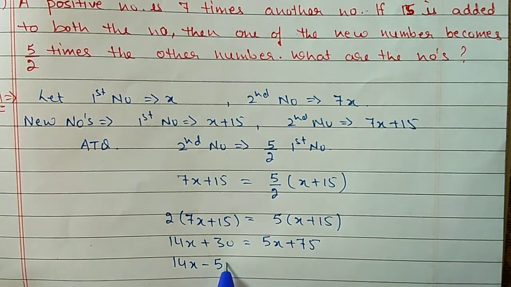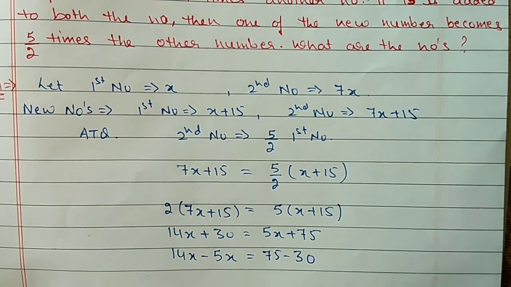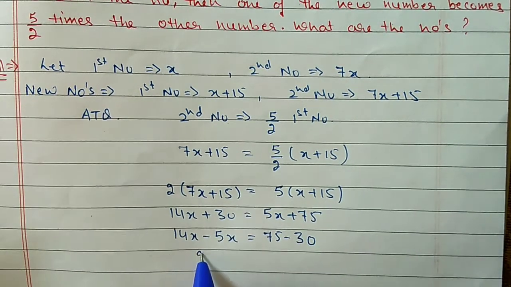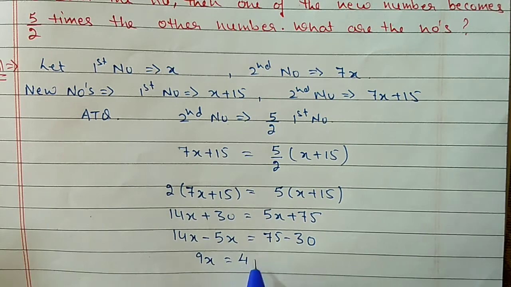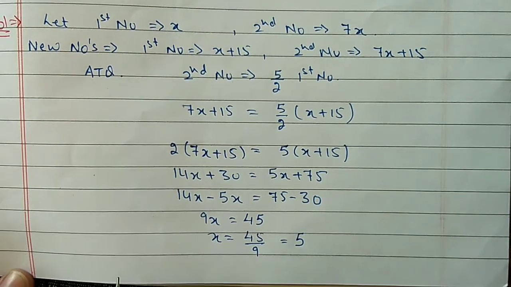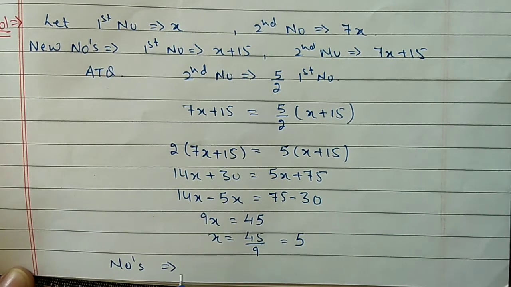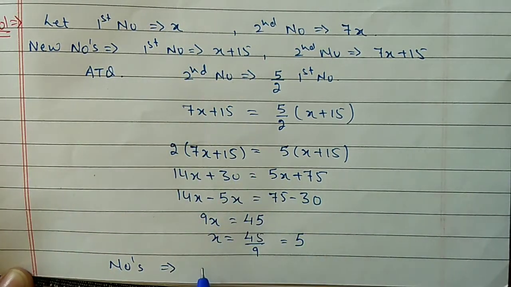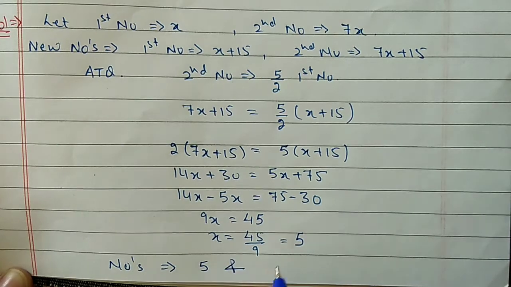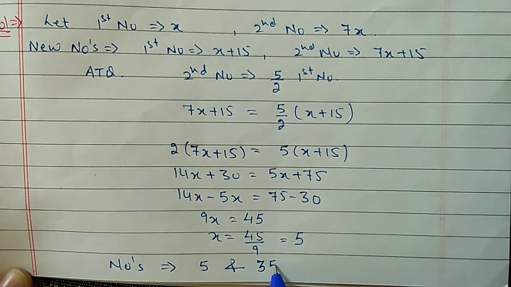5x we can shift here. 14x minus 5x is equal to 75 minus 30. So we will get here 9x is equal to 45. So the value of x will be 45 divided by 9. We will get 5. So the numbers will be: the first number is x, which means 5, and the second number is 7x, which means 7 into 5, 35.